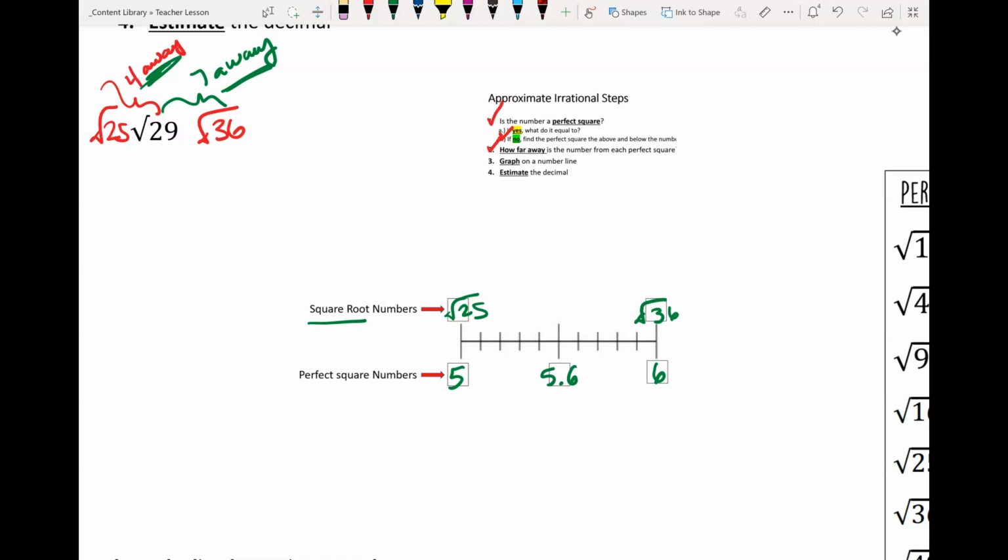We want to ask ourselves, is it going to be on the left-hand side or the right-hand side when we approximate? Which one is it closer to? We know that the square root of 29 is closer to the square root of 25. That means it should be on the left-hand side of this number line.